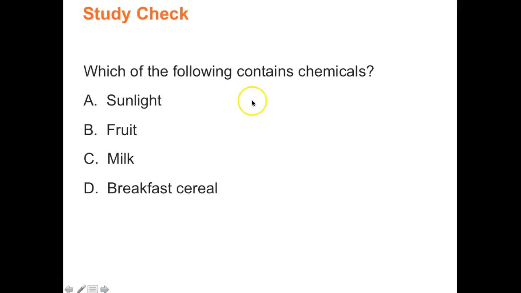So, which of the following contains chemicals? And so, remember, chemicals is basically you're looking at matter. So, matter is something that has a particle nature to it, right? So, among the choices, sunlight is energy, there's no particle nature to it, therefore, it's not a chemical.